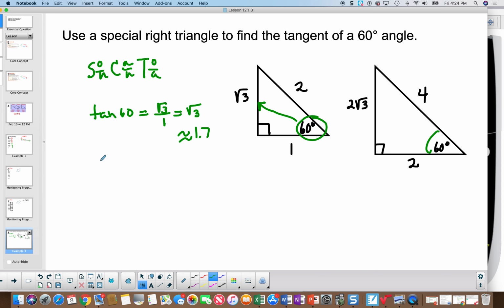Now let's figure out the tangent of 60 for the other triangle. And again, this is 60. Here is the opposite leg, which is 2 root 3, and the adjacent leg, which is 2. And then this is root 3, so it's coming out to be the same. So no matter what size these 30, 60, 90 triangles are, they're all going to be similar triangles, and they're all going to yield the same ratio. So the tangent of 60 degrees always has the same ratio.